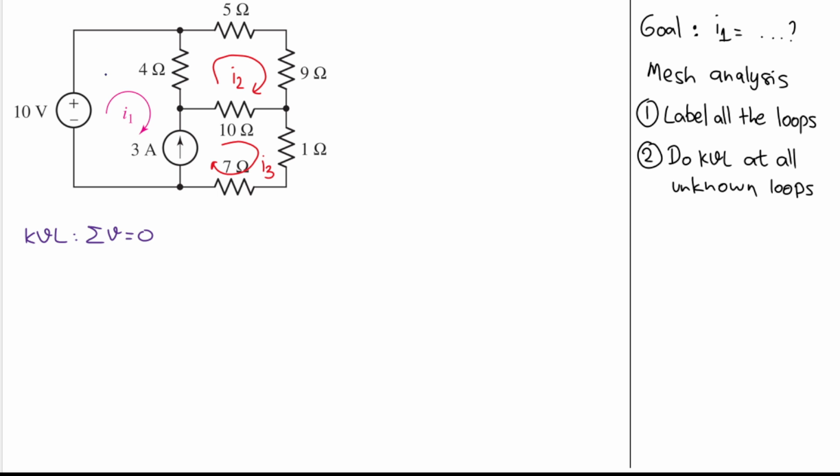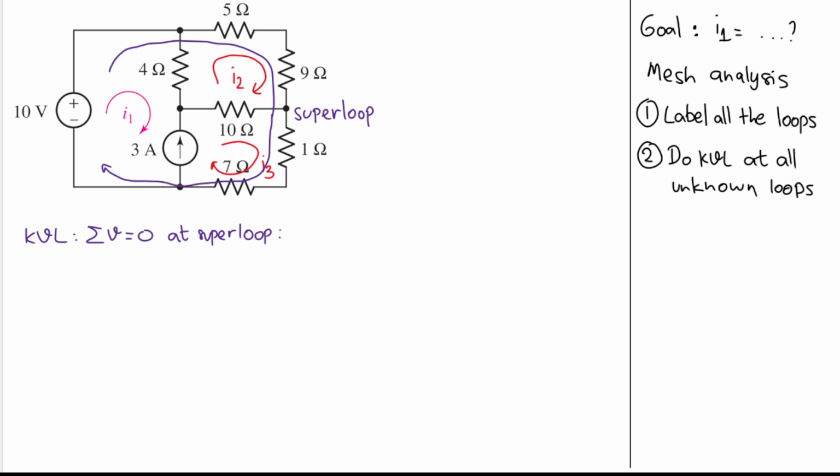So let's use a super loop, which is a very big loop that includes I1, I2, and I3. Here we will have our super loop in purple. So let's name that super loop in purple. We need to do KVL at the super loop. Okay, let's start component by component. Super loop, or super mesh, right?